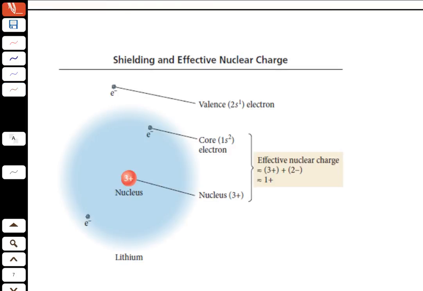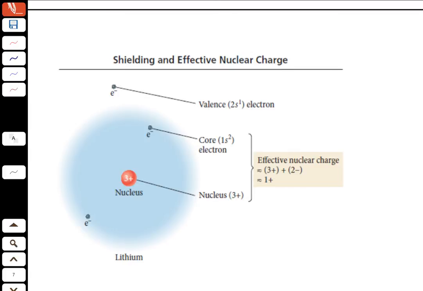So at the beginning of this chapter, we talked a little bit about shielding, about the idea that inner core electrons shield the outer electrons from the nuclear charge. And so we have this thing called effective nuclear charge, which is the nuclear charge that an electron can be said to feel from the nucleus after the shielding is taken into effect.